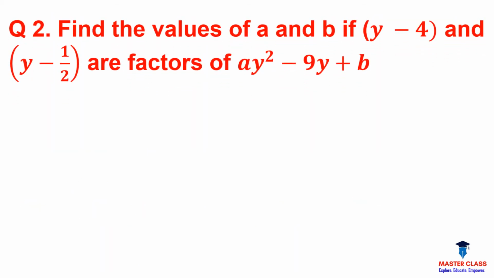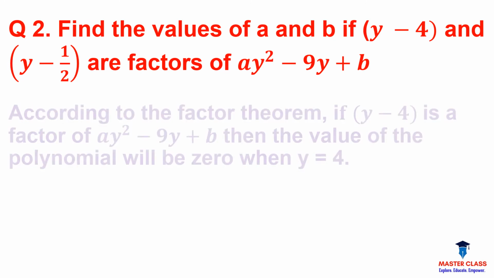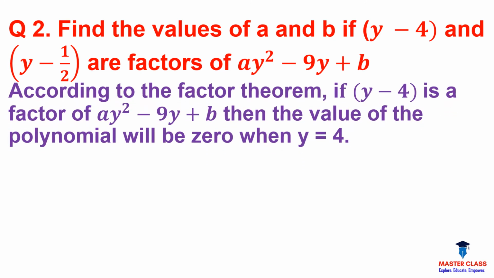Question number 2 asks us to find the values of a and b if y minus 4 and y minus 1 upon 2 are factors of a y squared minus 9y plus b. According to the factor theorem, if y minus 4 is a factor of a y squared minus 9y plus b, then the value of the polynomial will be 0 when y is equal to 4.